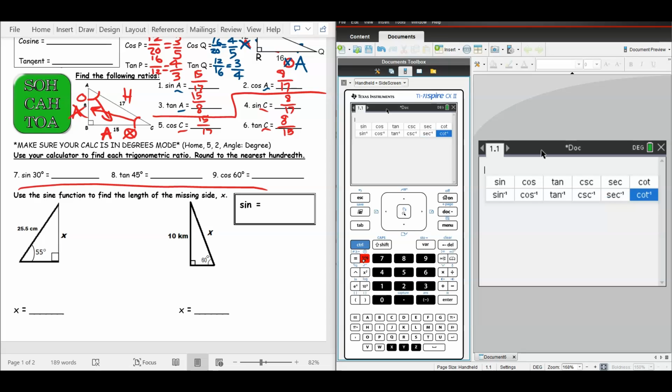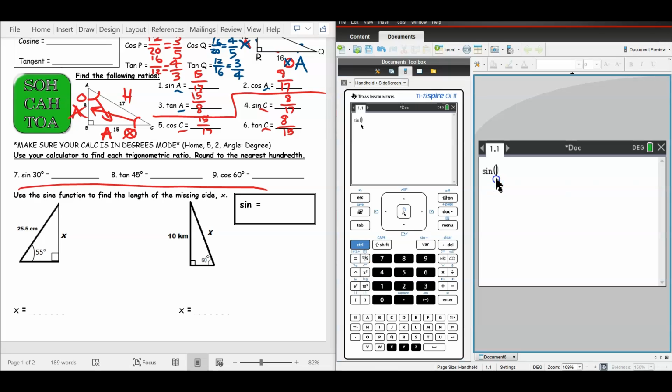And we're doing sine, and then type 30. You don't have to put a degree sign, just sine 30. Hit enter. You should get 0.5. If you get some other number, you're not in degree mode. That's why it's important to be in degree mode. All right, so that's our answer. Isn't that easy? Just type it in.